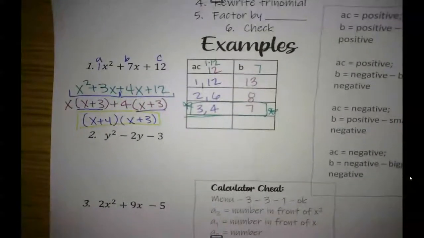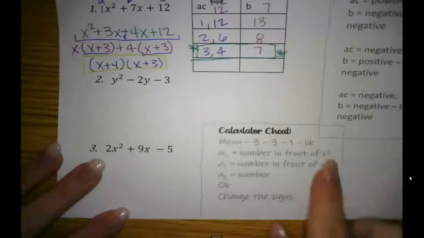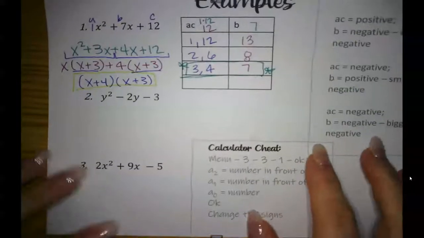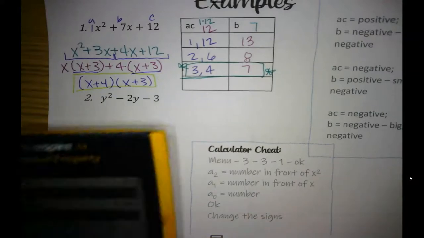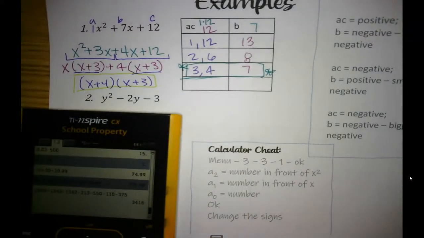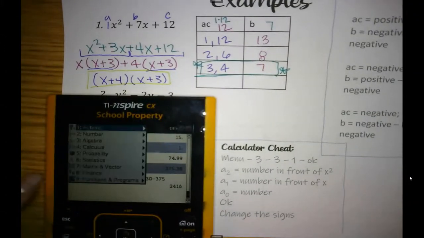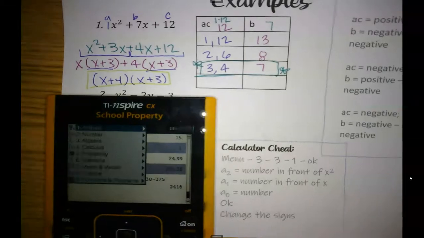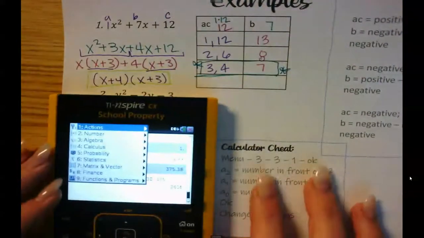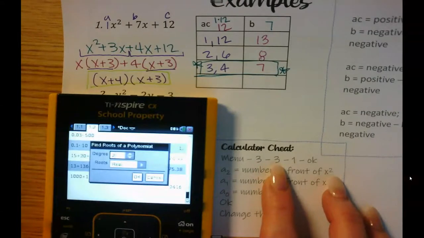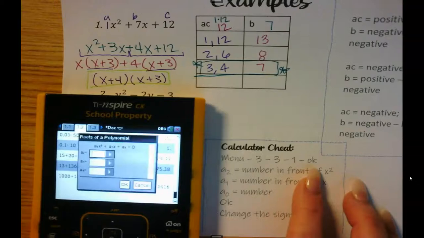Now, because I like to give you guys all of your tools that you can work with, there is a calculator sheet. I've written the instructions here. You can actually use your calculator when you're solving these, trying to find the factors of your trinomials. And I'm going to Menu. Let me see if that will work. 3, 3, 1. And I'm pressing OK here.